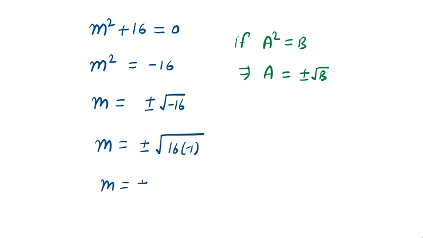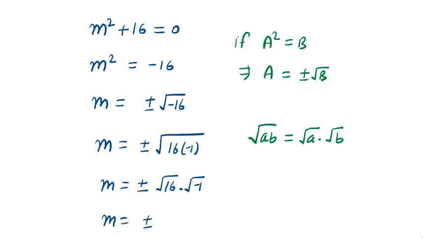Then m is equal to plus minus, here we will apply this rule. We know that square root of a times b is equal to square root of a times square root of b. According to this rule, we can write here square root of 16 times square root of minus 1. Then m is equal to plus minus square root of 16, which is 4, and the value of square root of minus 1 is iota. In this case, we have two possible values of m. First value of m, let's say m1, is equal to plus 4 iota, and the second value of m, which is m2, is equal to minus 4 iota.